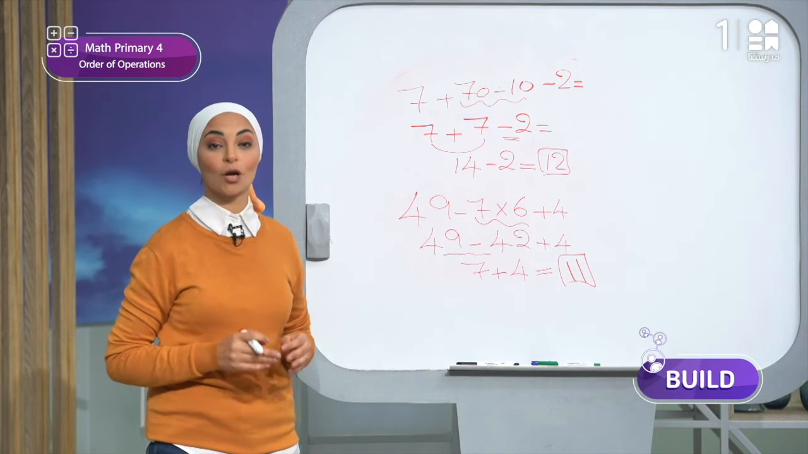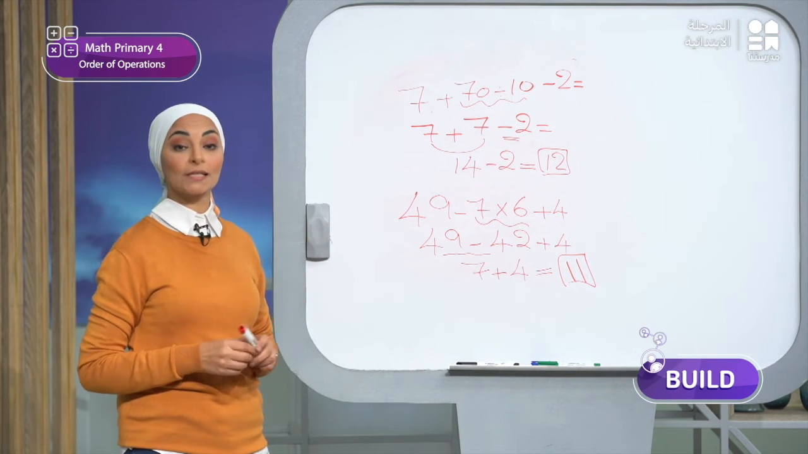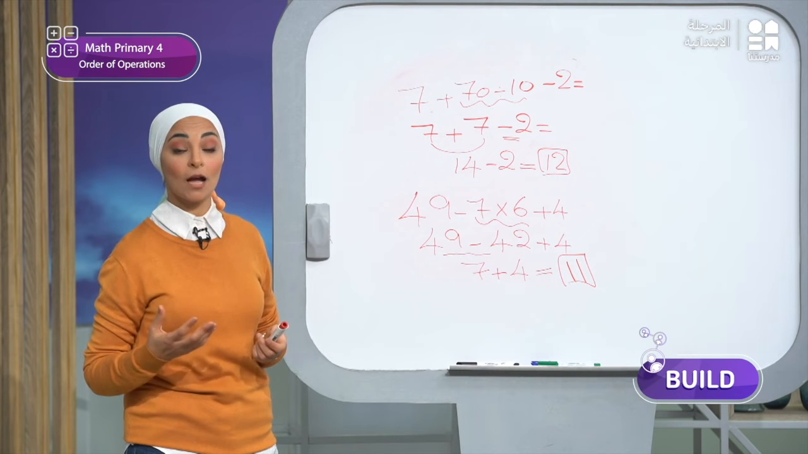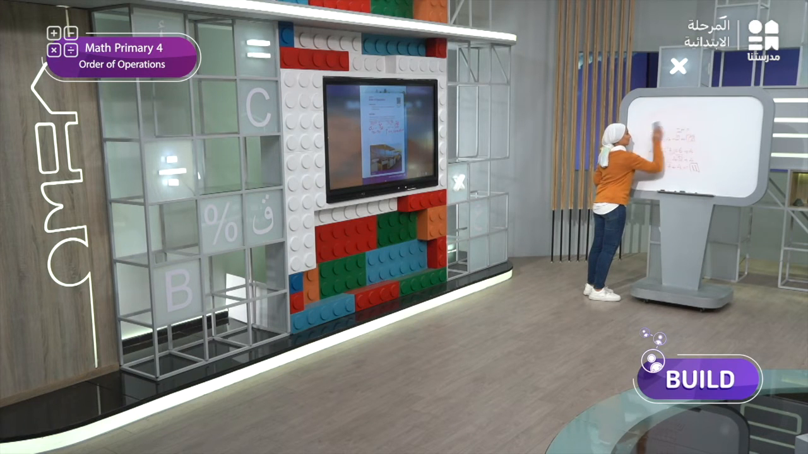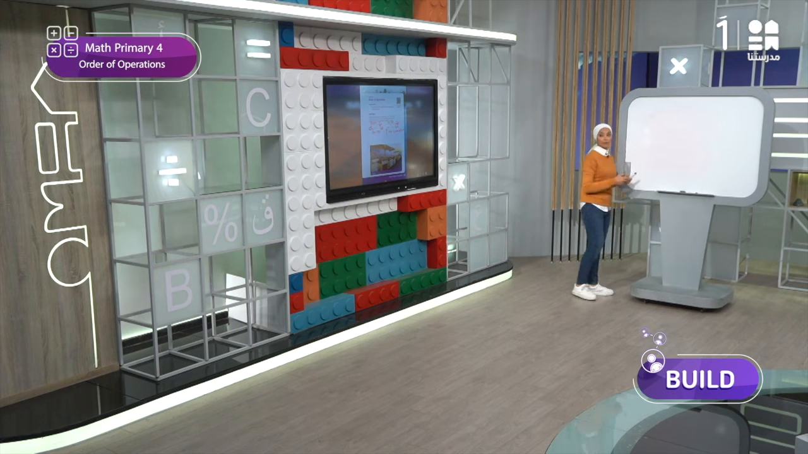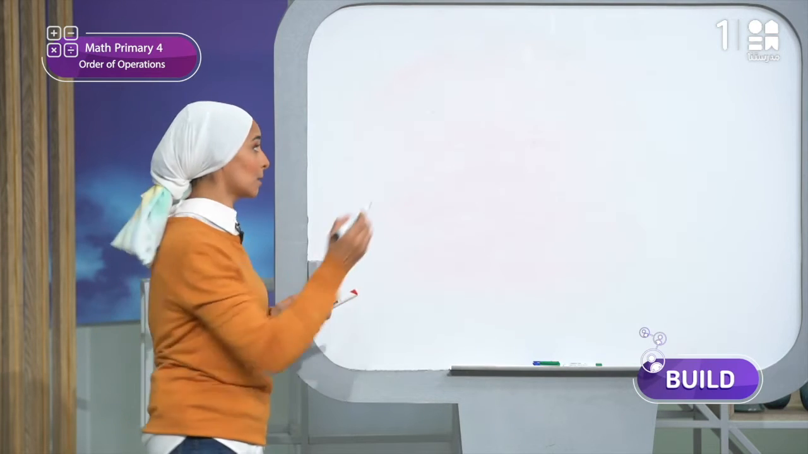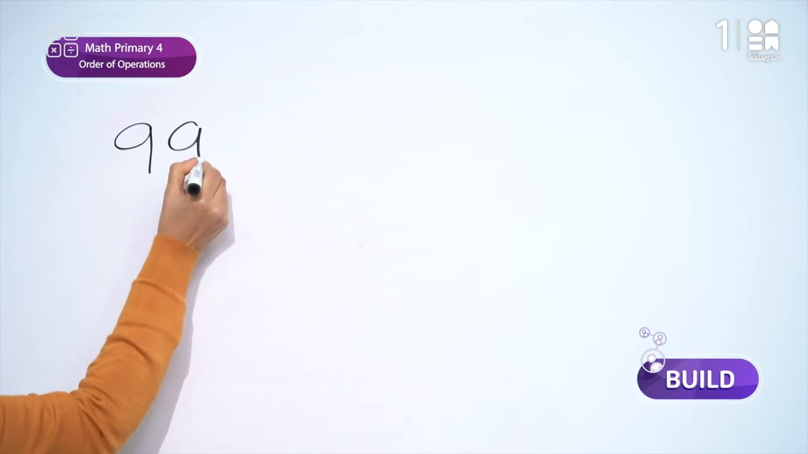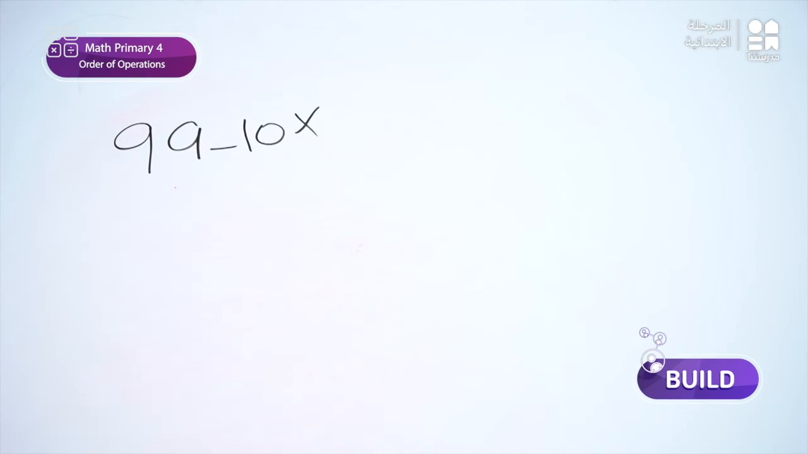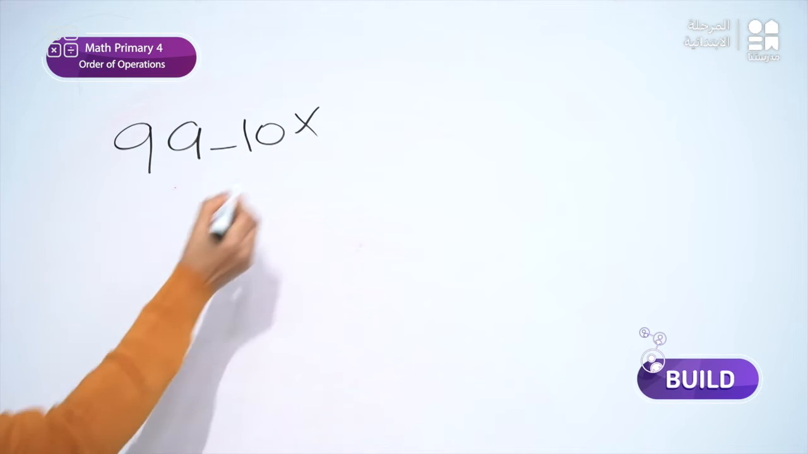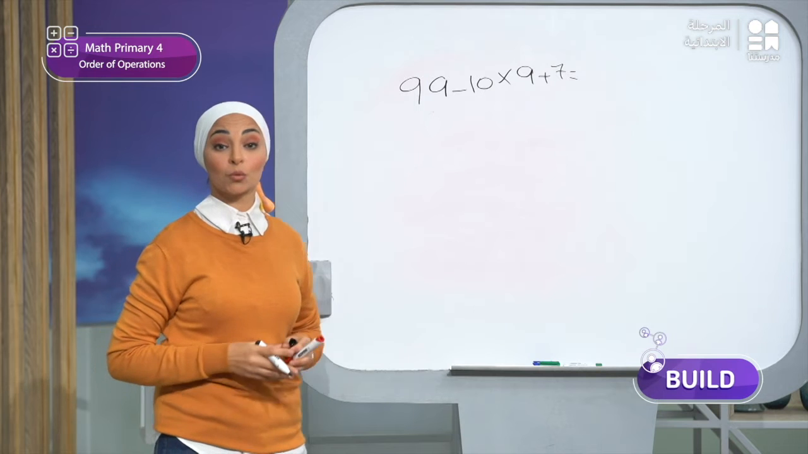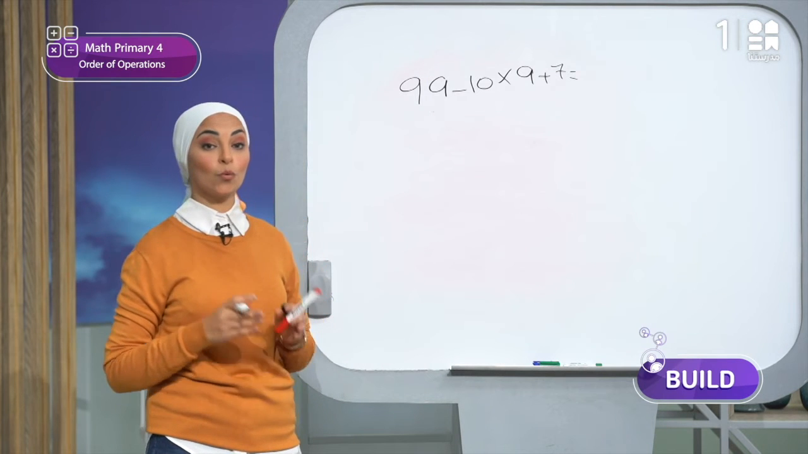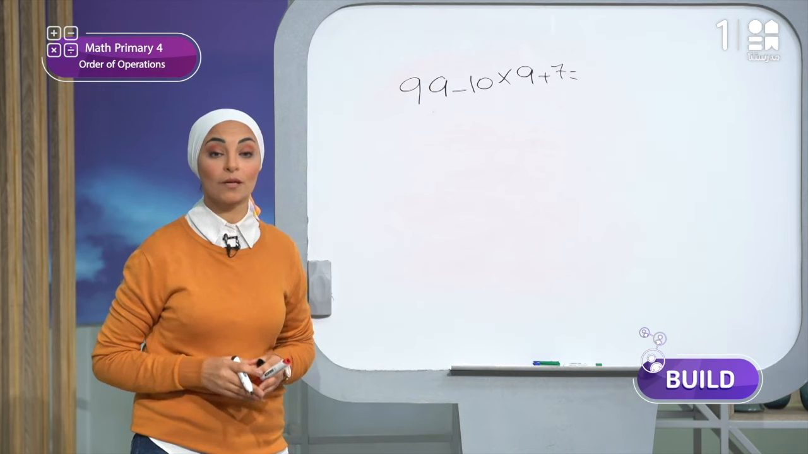Now, let's solve the following equation, the next one, which is 99 minus 10 times 9 plus 7. Let's write it together. Now, let's write this equation. Here I have 99 minus 10 times 9 plus 7. What should I start with? Yes, as we say every time, I will start with the multiplication.